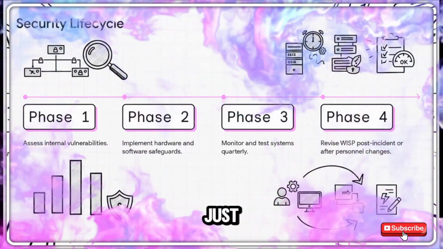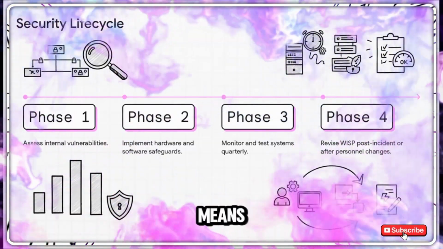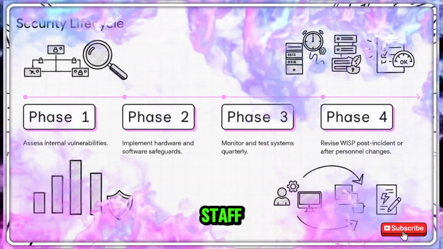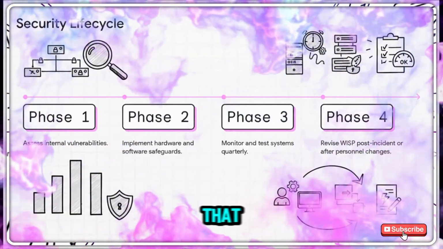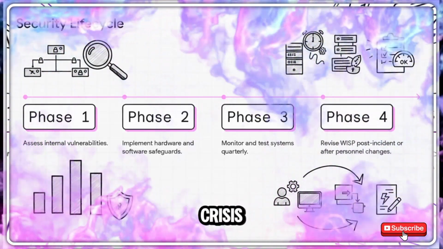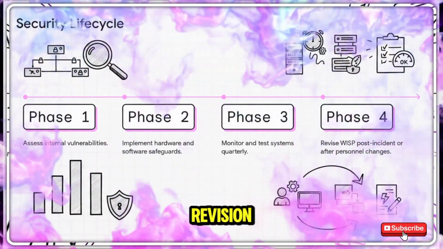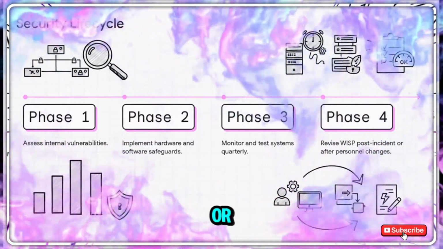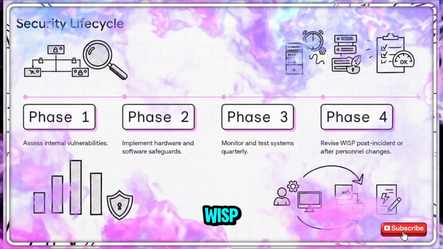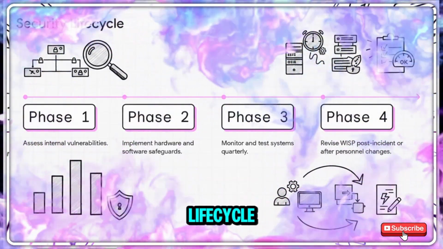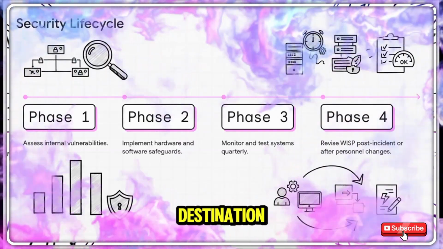And this doesn't just mean glancing at a dashboard. It means running simulated attacks, conducting surprise phishing tests on your staff, and actually verifying that your offline backups can be successfully restored in a real crisis. Finally, Phase 4 is revision. Whenever there's a personnel change, a new software integration, or a post-incident review, the WISP must be actively updated. Security is an ongoing life cycle. It is absolutely not a final destination.